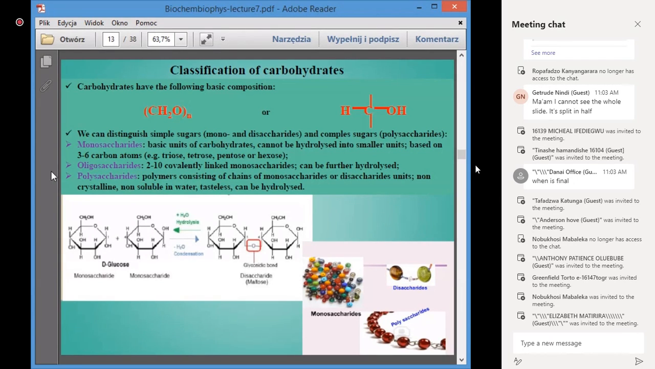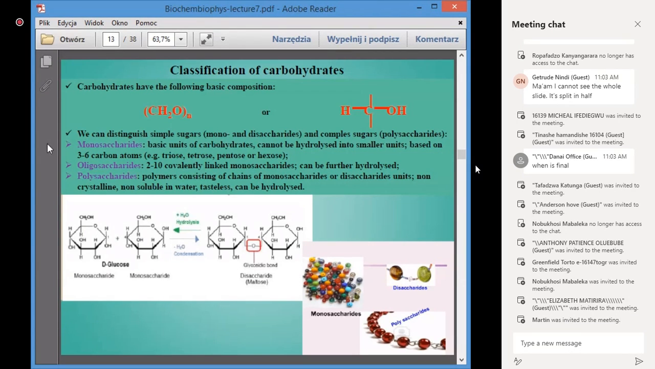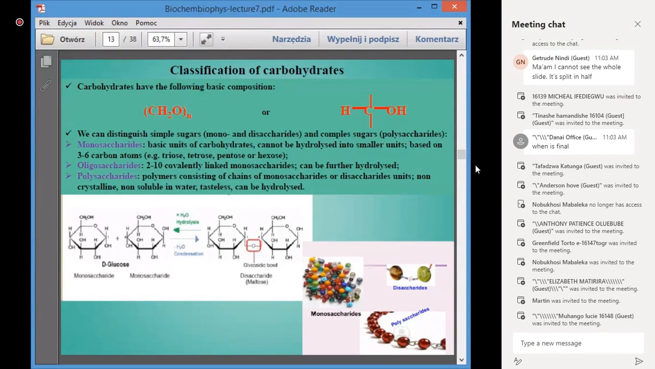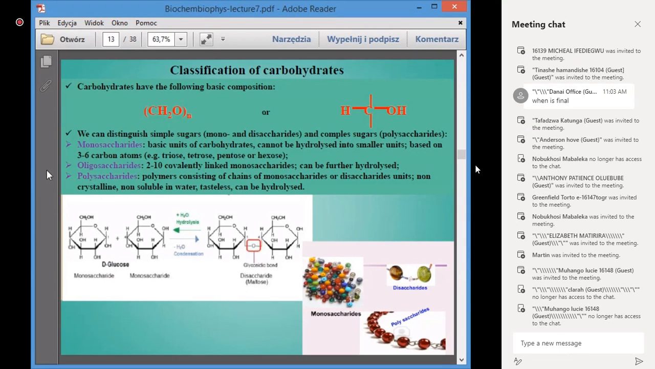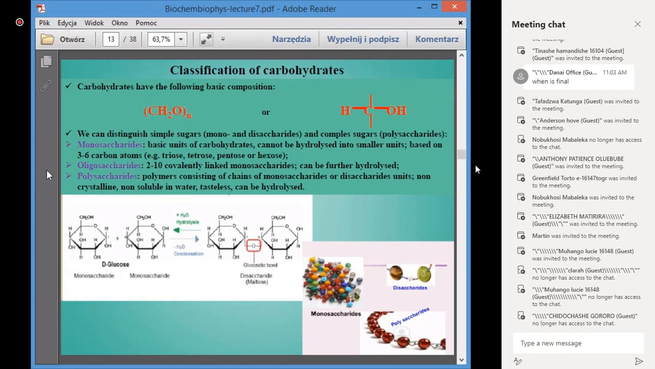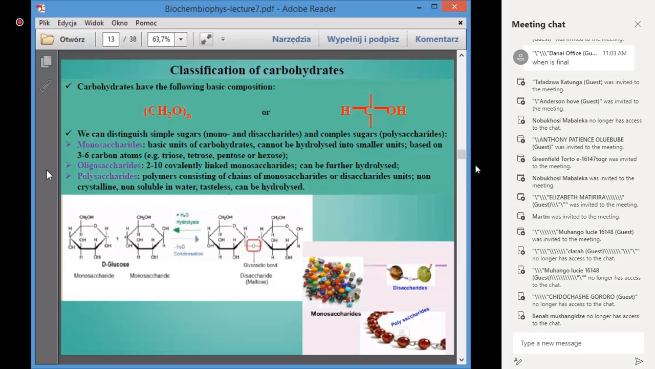The general part unit of carbohydrates is one atom of carbon, one atom of hydrogen, and one OH group. This is a kind of unit, and of course we can find several such units in each molecule of carbohydrate. As you can imagine, we can find simple carbohydrates, which are basic units to build more complex structures. That is why we can distinguish simple sugars, which are called mono and disaccharides, and the complex sugars, polysaccharides.